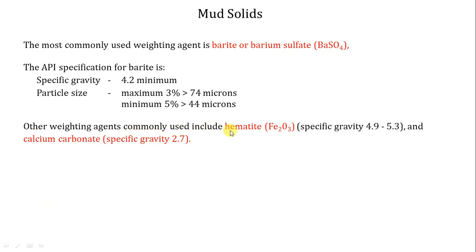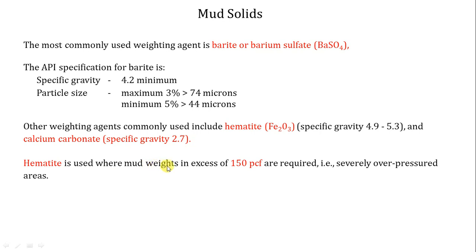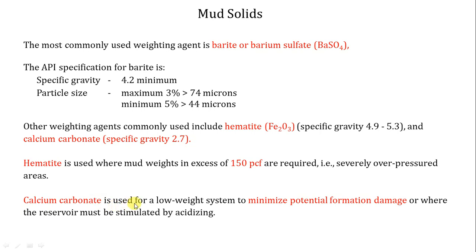Other weighting agents commonly used include hematite, which is ferric oxide, with a specific gravity from 4.9 to 5.3, or the most common is 5, for example, and calcium carbonate with specific gravity 2.7. The hematite is used where mud weights in excess of 150 PCF are required, for example, a severely overpressurized area. The calcium carbonate is used for low weight systems to minimize the potential formation damage, as I told you. So we cannot use barite in the pay zone, for example, or where the reservoir must be stimulated by acidizing. Okay, this was the high gravity solid.